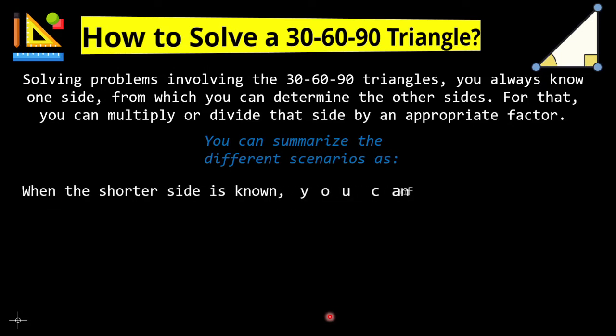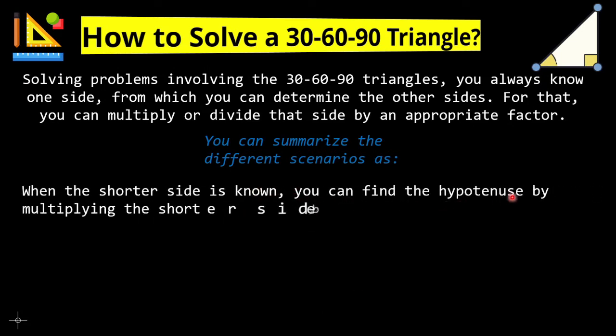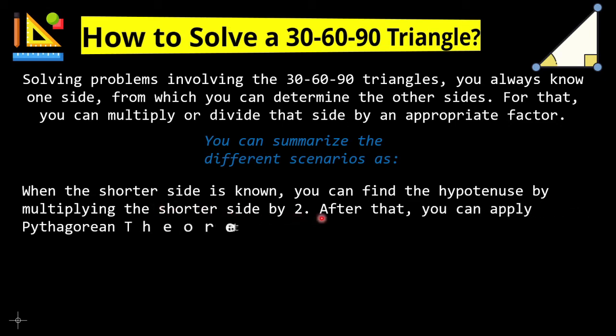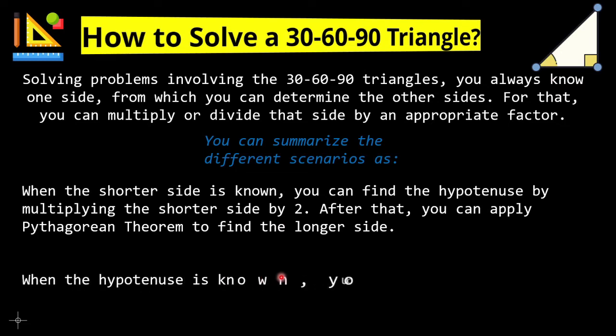Then, pangatlo, when the shorter side is known, you can find the hypotenuse by multiplying the shorter side by 2. Oo, kasi halimbawa, example lang natin, kung 3 yung ating shorter side, dahil 2x yung ratio ng ating hypotenuse. So, it means 2 times 3 siya, 6 yung ating hypotenuse. So, example naman natin yan sila mamaya.